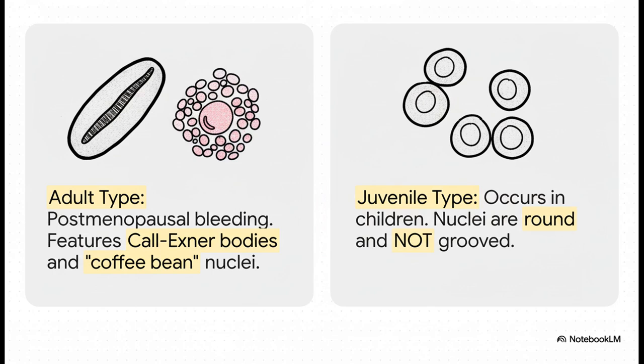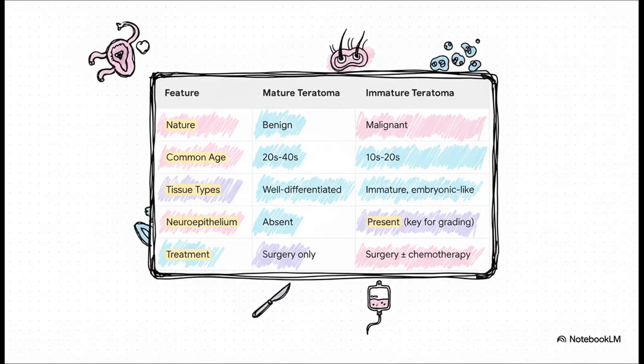Under the microscope, you're hunting for two things: Call-Exner bodies, which are these cute little rosettes, and those telltale coffee bean nuclei with the groove down the middle. The juvenile type, on the other hand, you see in kids, and its nuclei are just round, no grooves. Here's another super important distinction: mature versus immature teratomas.